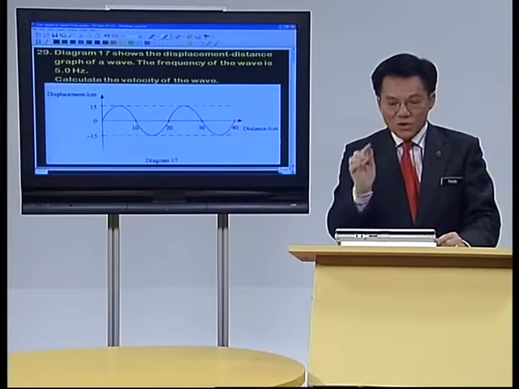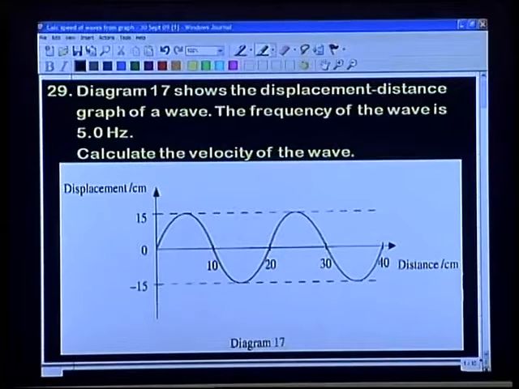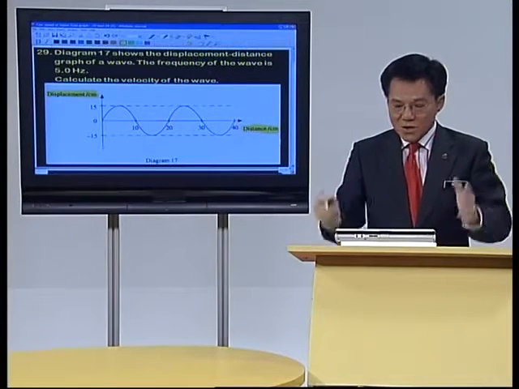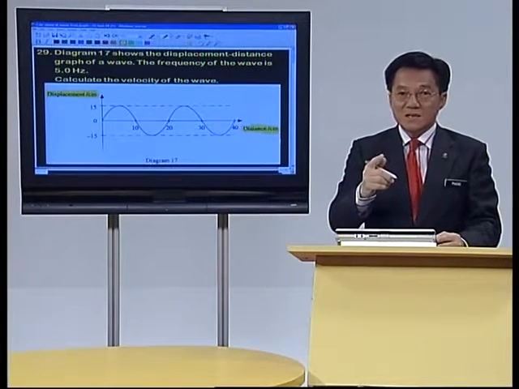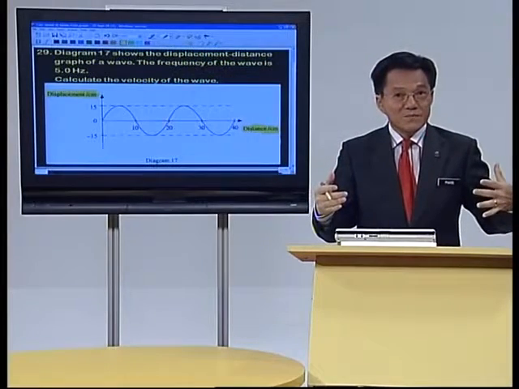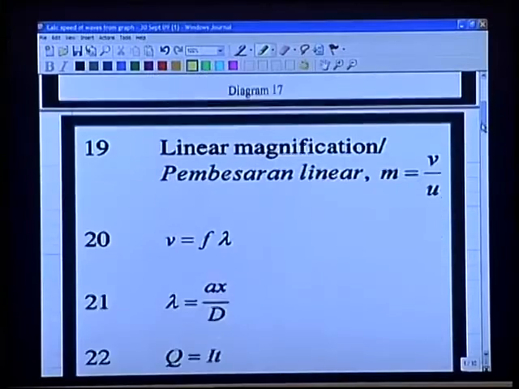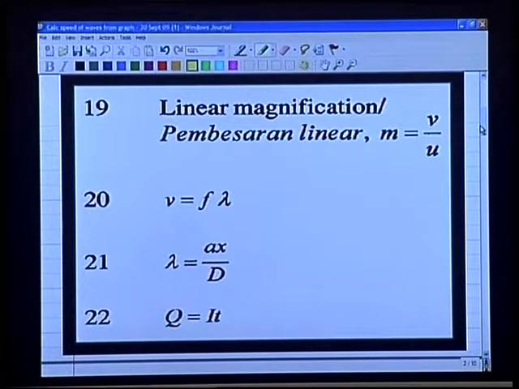Now number one, notice that this is a displacement versus distance graph for a wave. The horizontal axis is distance, it is not time. Okay, so that is number one. So, in order to understand and to calculate the velocity of the wave, first question is, what is the formula that I can use? Look at the formula page. Now, indeed, there are a few formulas here, doesn't matter. You have to understand which is a suitable formula.